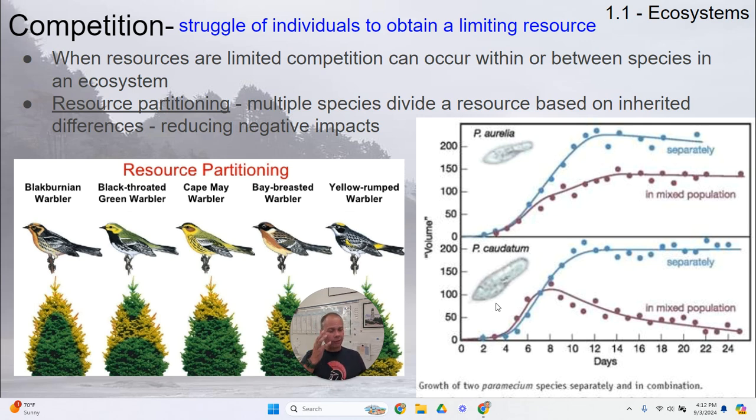And finally, these graphs show a very famous experiment by a Russian scientist called Gause. And this scientist did an experiment with paramecium, small protists. And Gause grew these protists in isolated containers. And we can see the blue graphs represent the population changes in these two different species of paramecium over a period of three weeks or so. And when they were in isolation, you could see the population level that each species reached, both around 200.